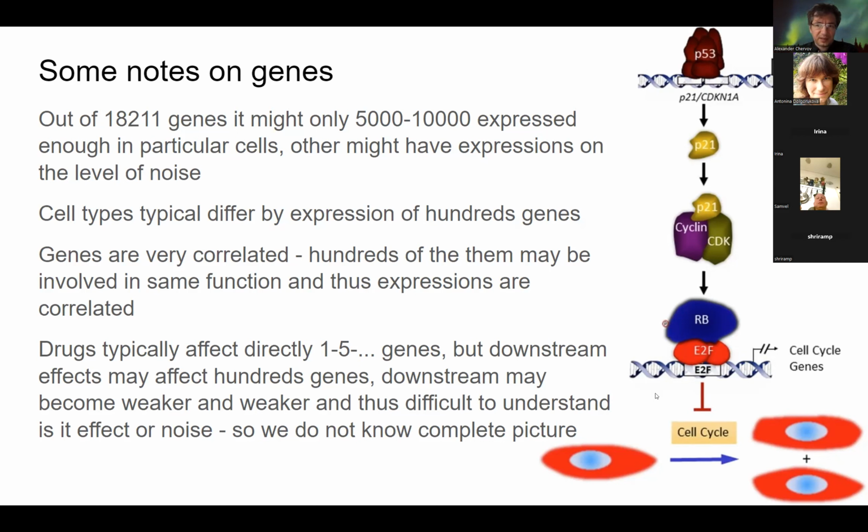Here are some examples of how the genes can be correlated. For example, they can join into a complex of proteins. This gene is a transcription factor, which activates many other genes. This is a kinase which phosphorylates this protein. So there are many, many relations. Typically, the genes are very correlated.